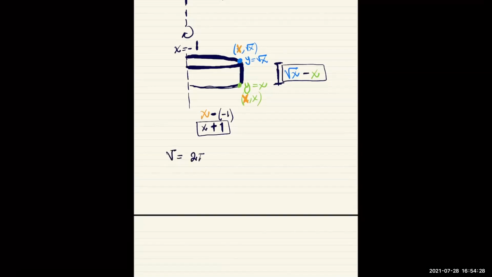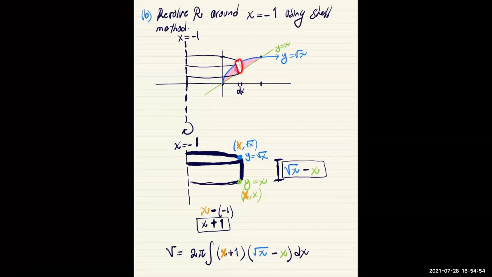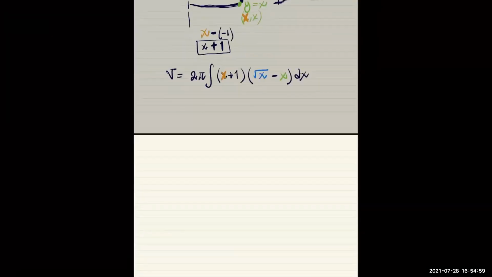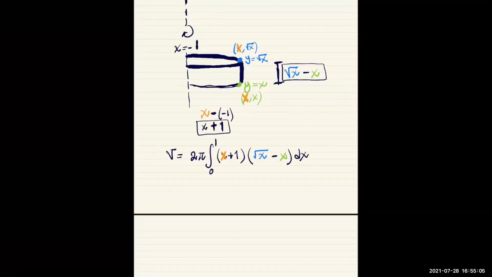We got the 2 pi times the integral. Radius is x plus 1. And the height is, just like before, root x minus x. dx. And again, these shells vary from x equals 0 to x equals 1. Okay, so this is the representation of volume.